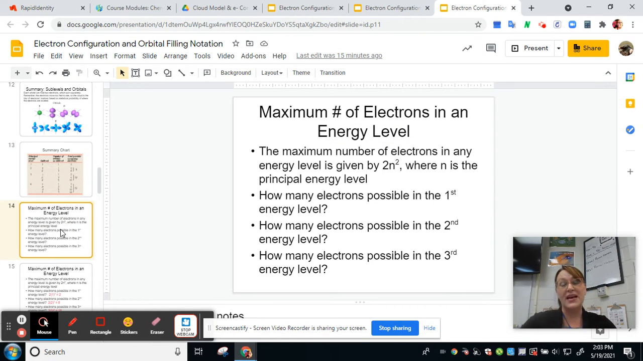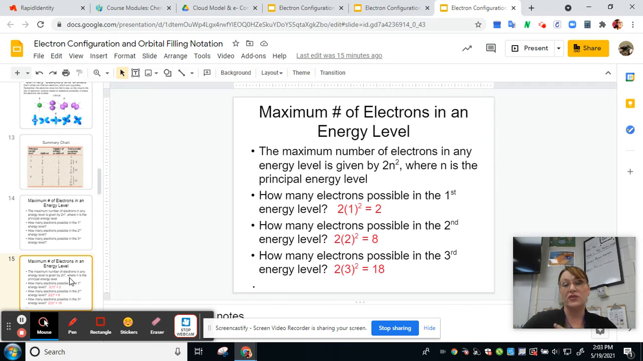Okay, I've explained the maximum number of electrons in the chart, but just so you guys remember, the maximum number of electrons in the first energy level is 2, and the second energy level is 8, and the third energy level is 18. And if we went all the way to the fourth energy level, just to recall, we'd be at 32.